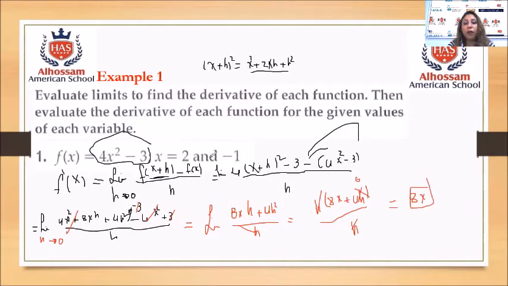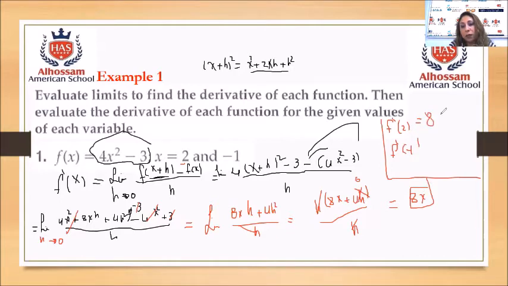But here, finally, after finding the derivative, I have to replace x by 2 and replace x by negative 1. Okay, so starting here, I have to find the derivative of 2 and the derivative of negative 1. All I will do here is just replace x by 2.